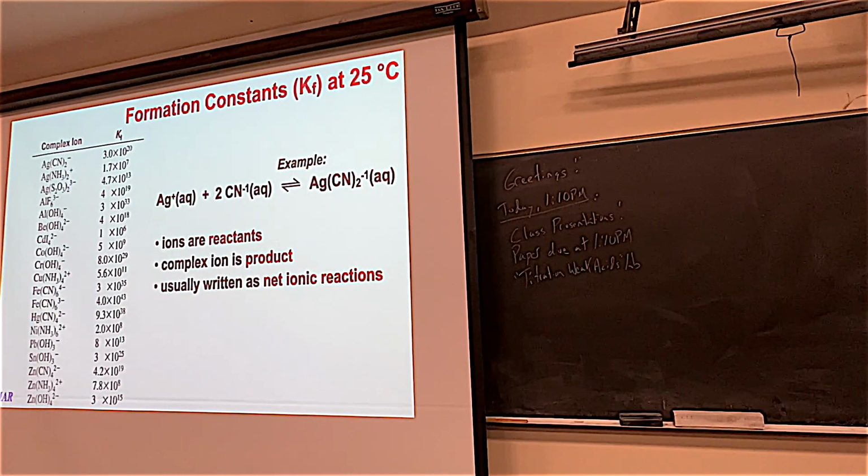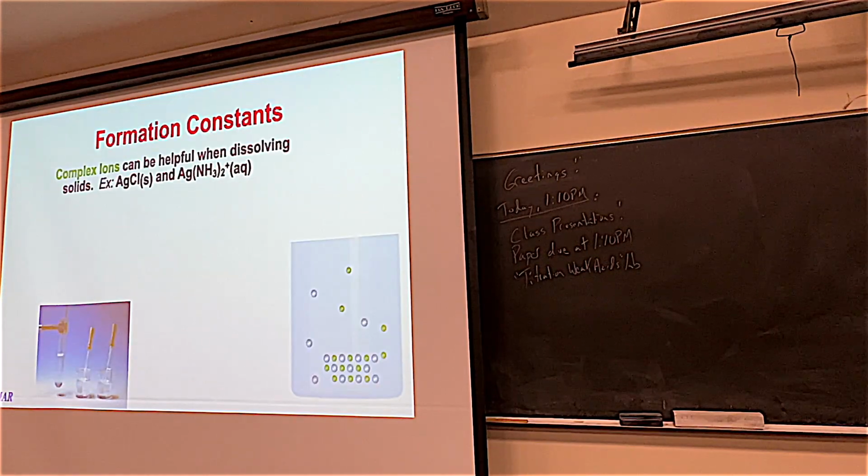They're almost always written as net ionic reactions, so we're not including the sodiums or potassiums that go with the cyanide. We're also not including the nitrate or whatever ions go with the silver. We're just showing the action of the reaction to really focus in on what's happening. You don't have to memorize any of these, just realize they're out there, and if you see them, cool.